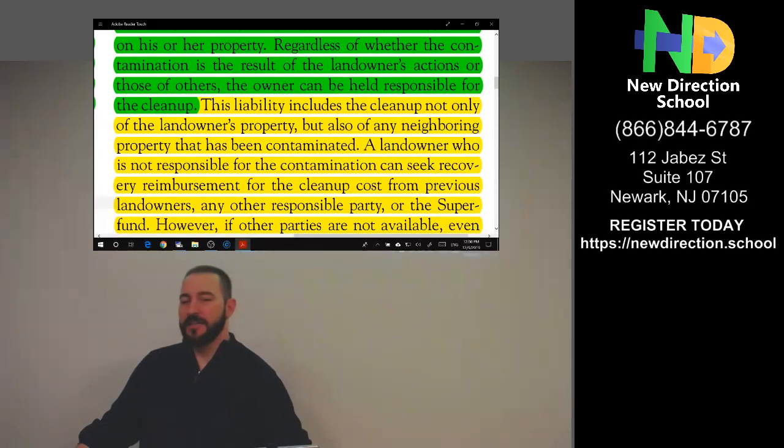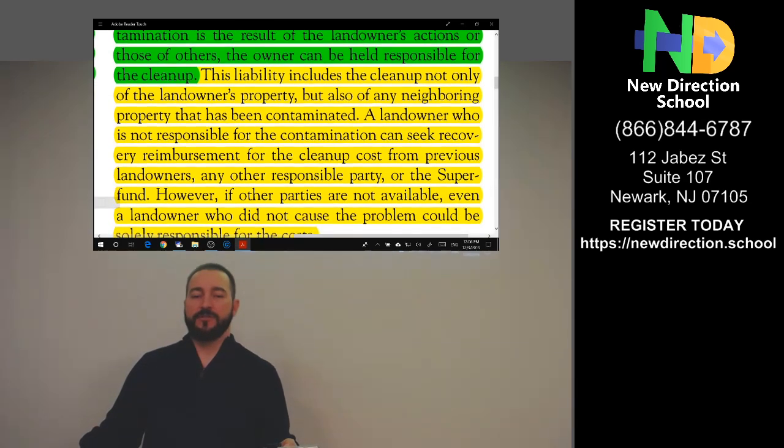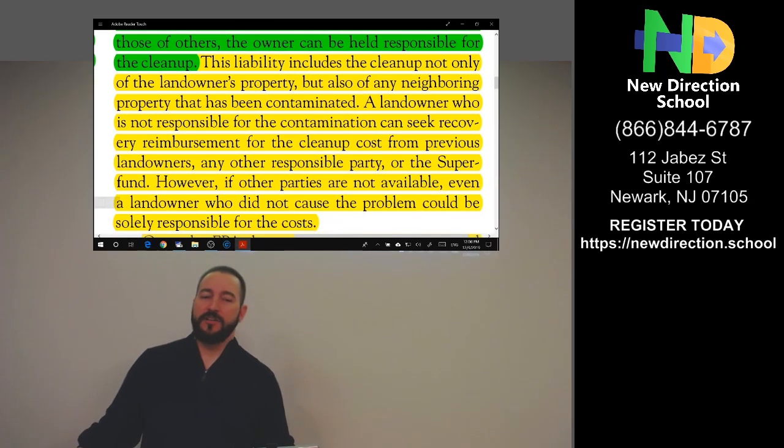And look what it says. A landowner who is not responsible for the contamination can seek recovery, reimbursement for the cleanup from previous landowners, any responsible party, or the Superfund. However, if the other parties are not available, even a landowner who did not cause the problem could be solely responsible for the costs. I know, it sucks. But it gets better.